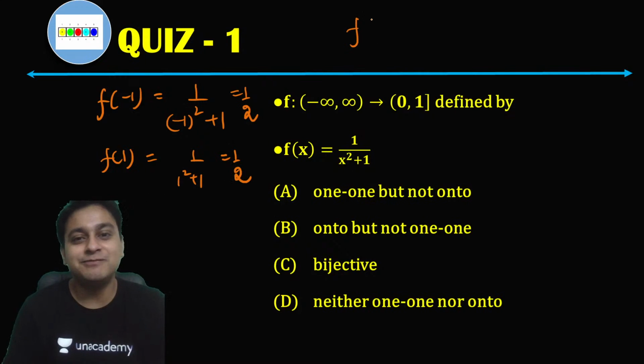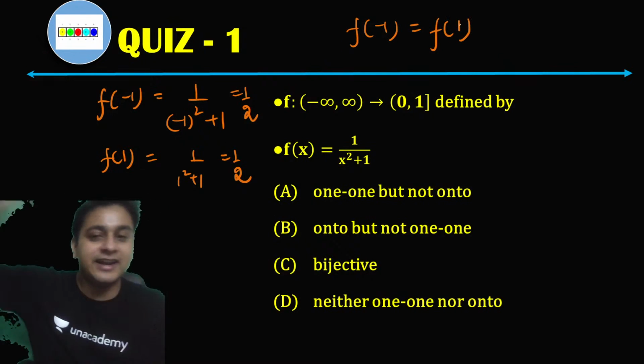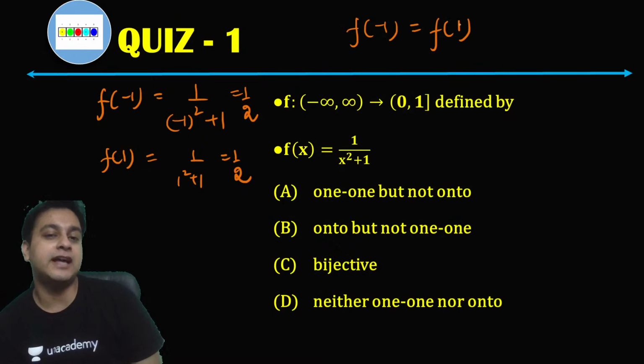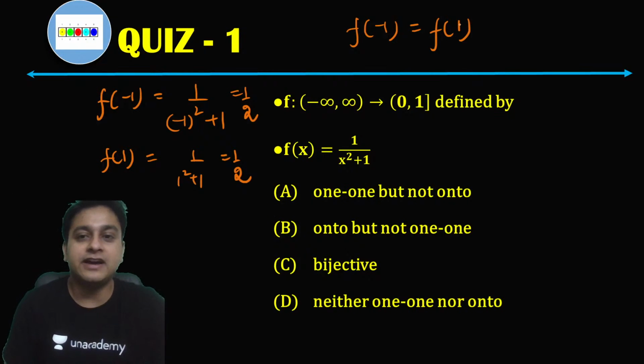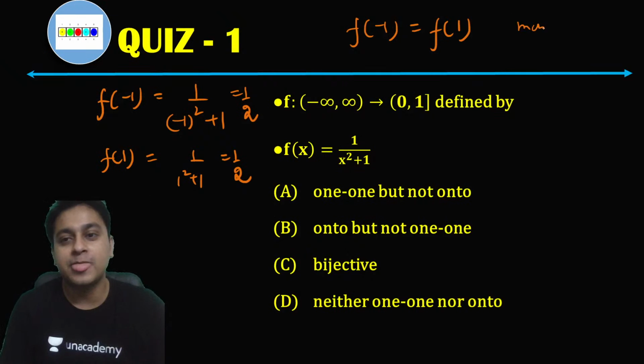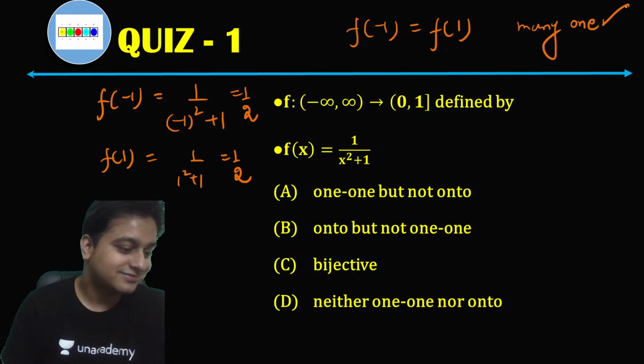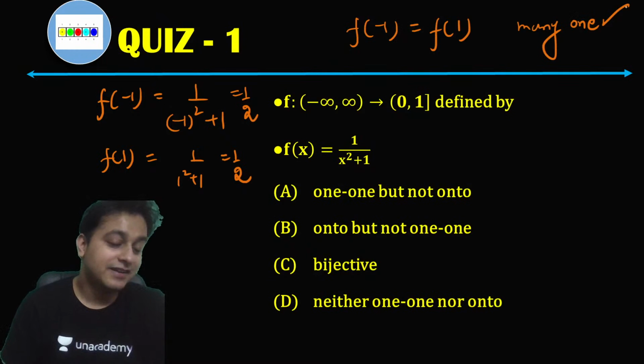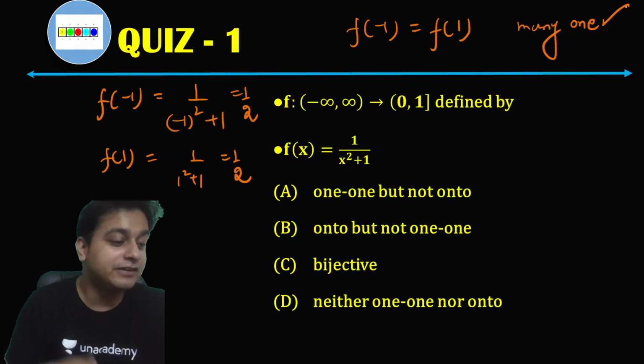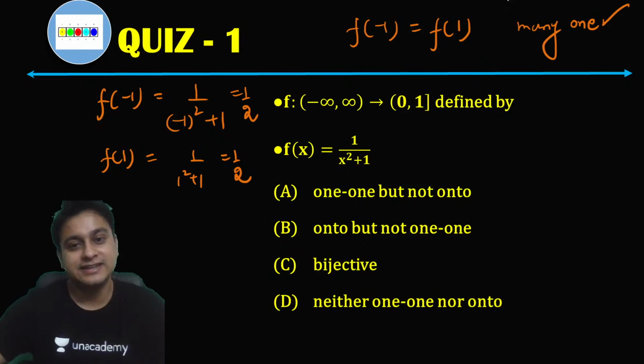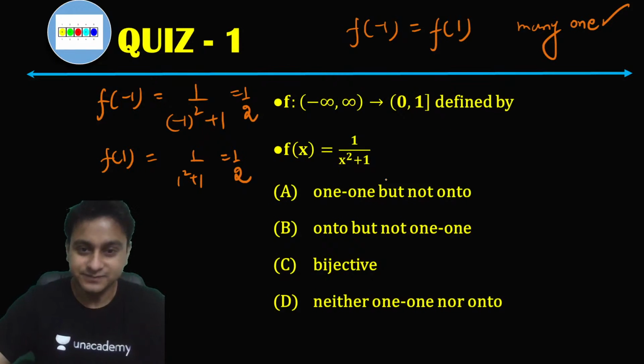So we can simply see that f of minus 1 is coming the same as f of 1, right? Negative x will give the same output as positive x. So that's the reason why it's many-one for sure. It's many-one, right? I had told you even functions are always many-one.